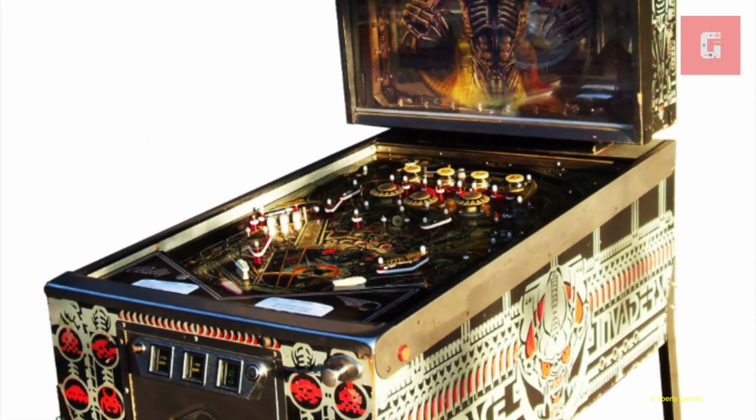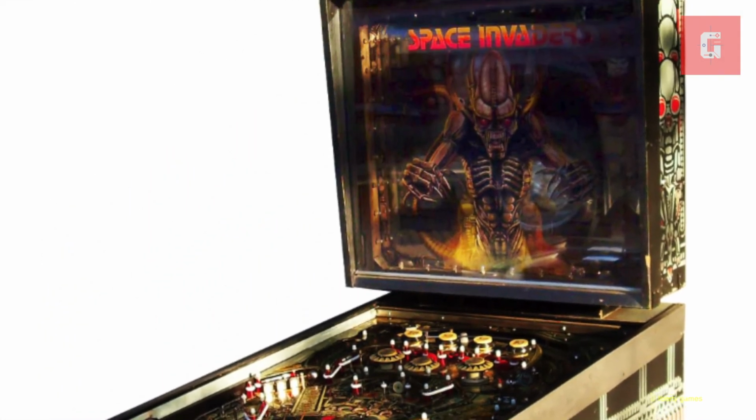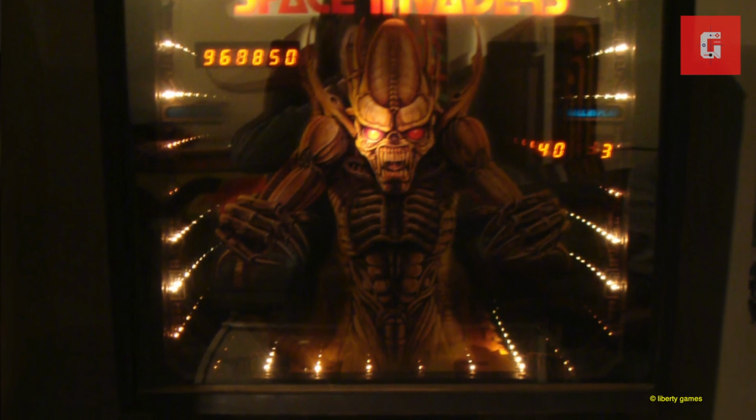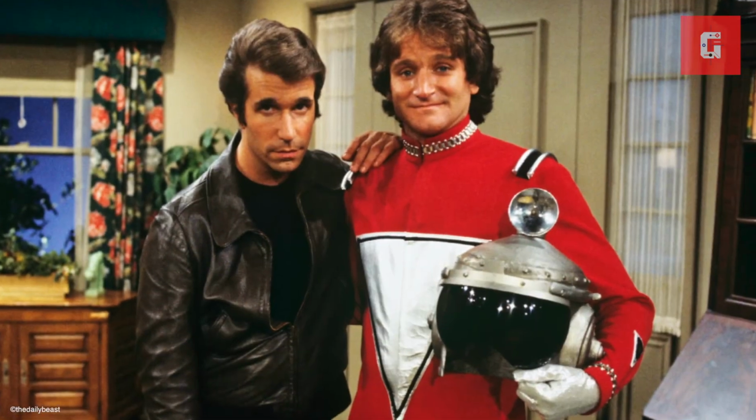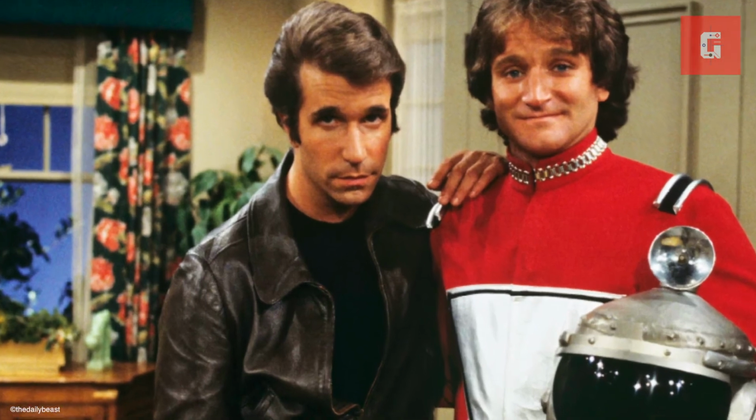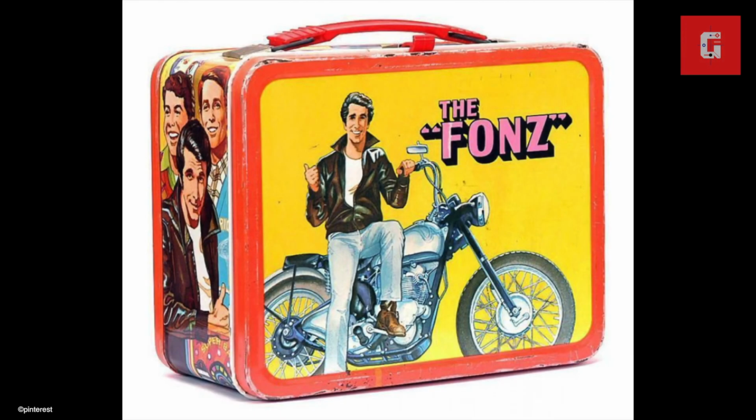And in Marvel's lab, we see the Space Invaders pinball machine. Last but not the least, isn't really a 90s Easter egg, but it's the Fonz lunchbox from Happy Days, and Henry Winkler makes his appearance in the Marvel Cinematic Universe.